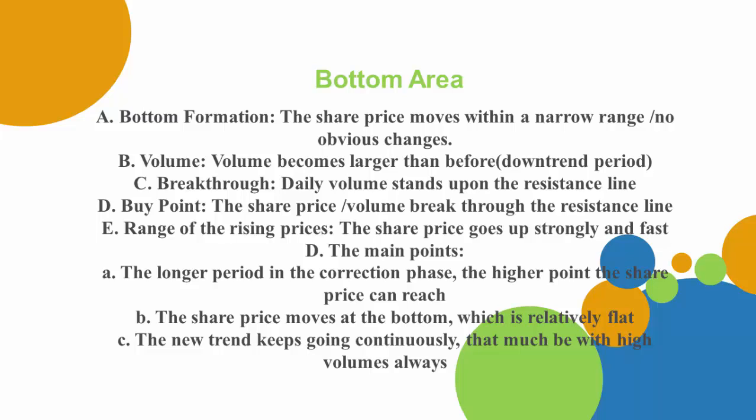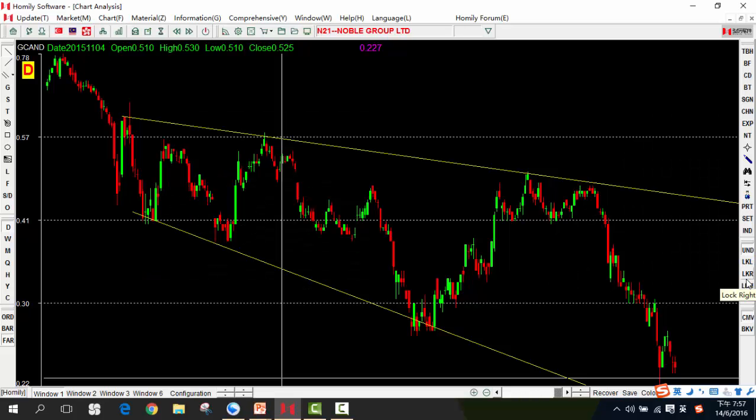The next one, the range of the rising prices. The share price goes up strongly and fast. The main points: A. The longer the period in the correction phase, the higher the share price can reach. Then the next one, the share price moves at the bottom, which is relatively flat. The last one, the new trend keeps going continuously. That must be with high volume, always at the bottom area. Okay, then we can see some examples.